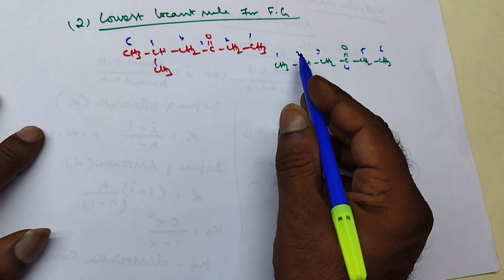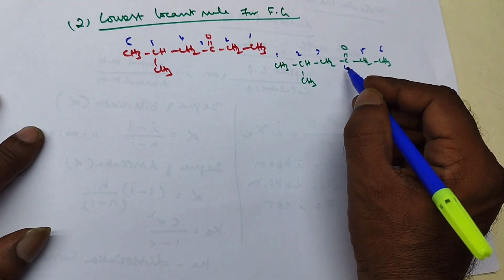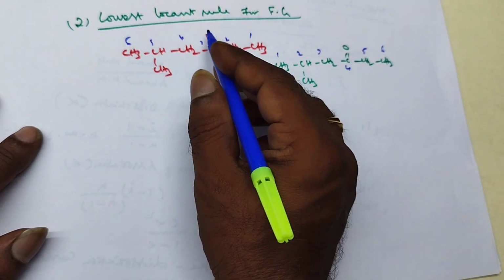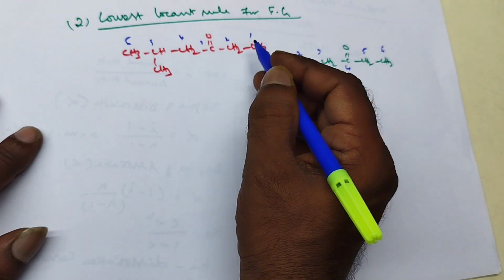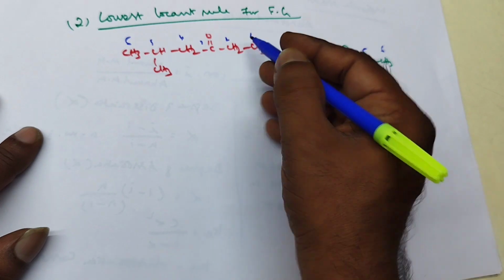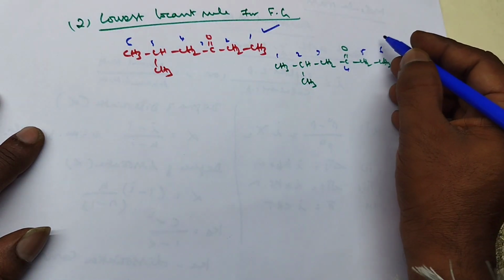So the lowest number is what? 2. But the keto functional group is at 4. But if you start numbering from the other side, 1, 2, 3, at 3 itself we have the keto functional group. So you have to start numbering from the functional group. That is the least number to the functional group. So this is the correct way of numbering the carbon atoms according to IUPAC, and this is the wrong way.